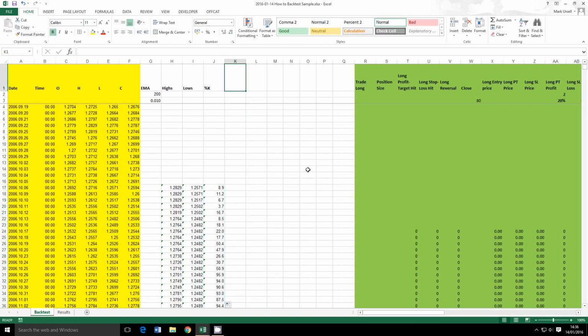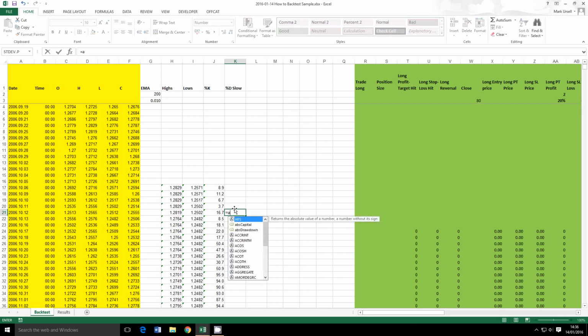Okay, so we usually use a slower version, and that's what I'm going to use today. I'm just going to call it %D slow, and I'm going to slow this down because the stochastic changes very quickly. So I'm going to use a simple moving average of 5 of these values to get my %D slow.